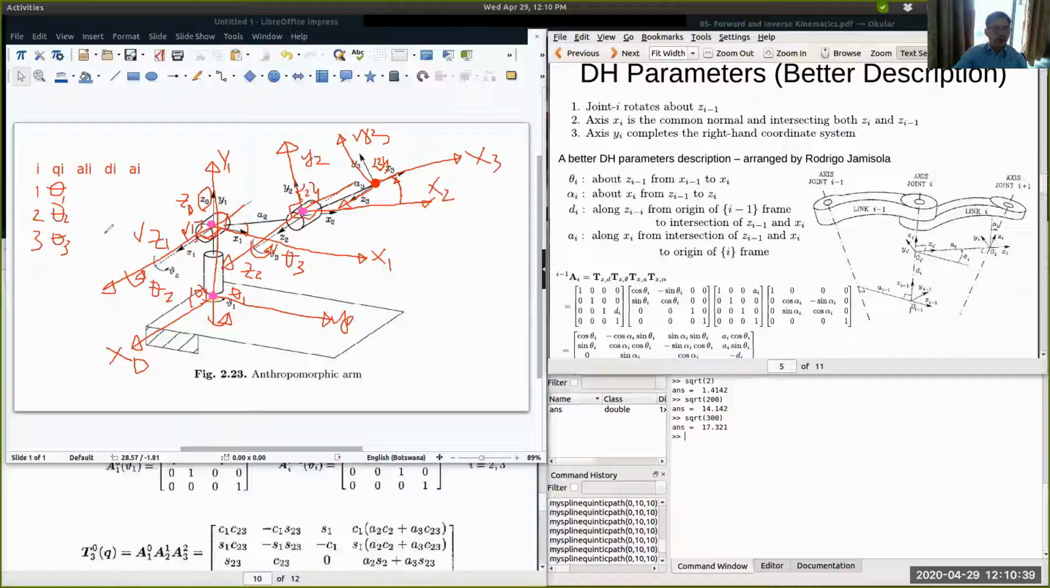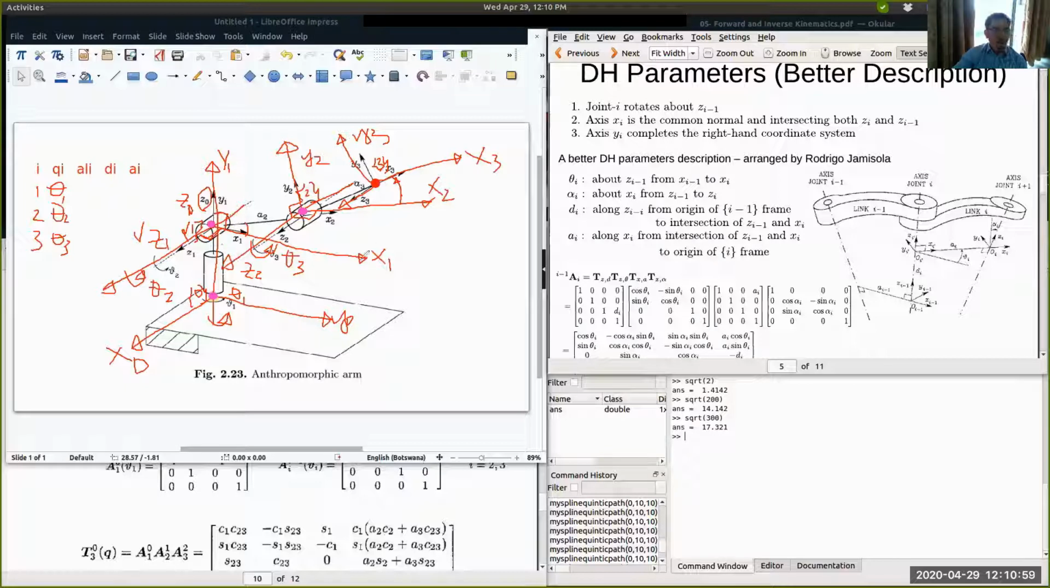That's fine. Okay, so now let's go to alpha_i. So alpha 1 is about x1 from z0 to z1. Where is x1? Let's go first about x1. Where is x1?